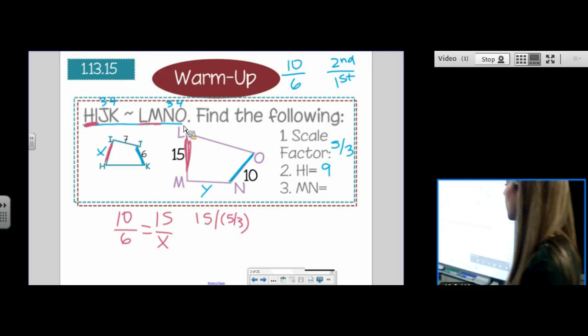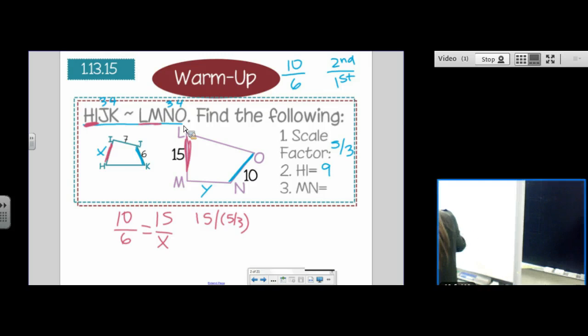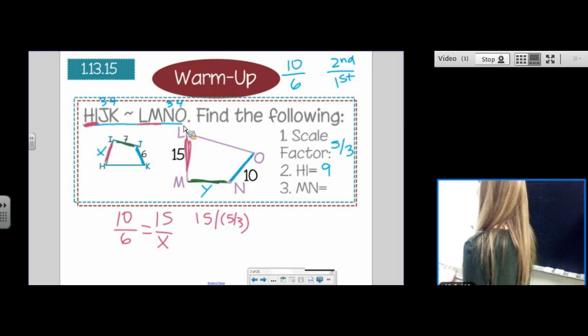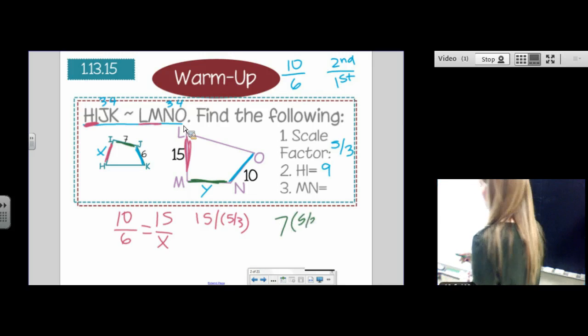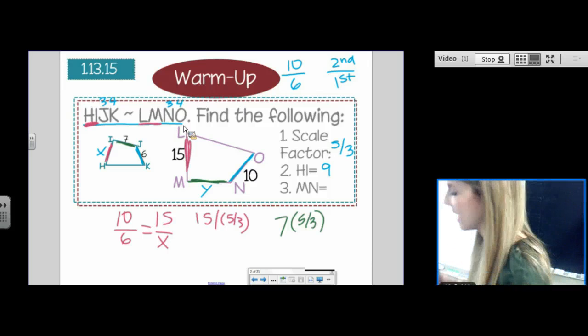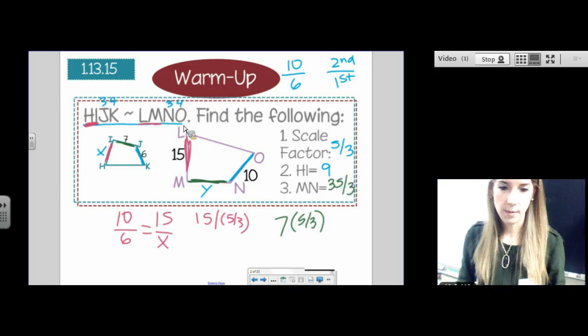All right, and then for MN, MN goes with IJ because of the order in the similarity statement. So on that one, you could just do 7 times the scale factor, 7 times 5/3. Edriel, what'd you get? Okay, Y is 35/3. Is that what y'all got?